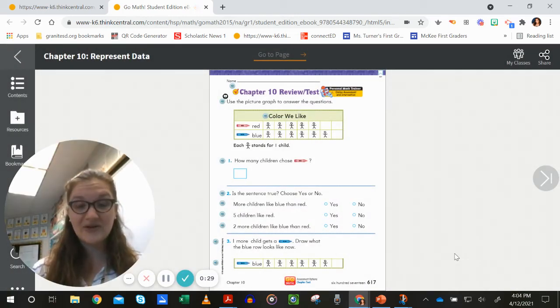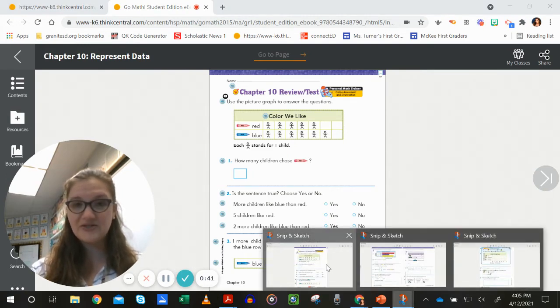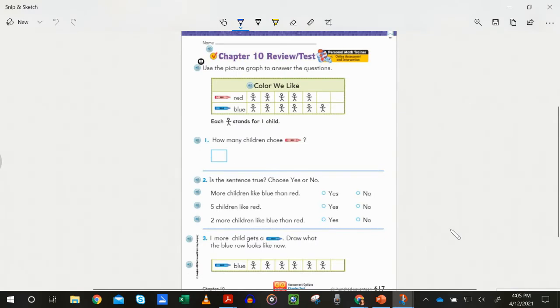So we are going to start on this page, page 617 from your book. And have your pencil ready. And as usual, I am going to read the questions to you, and then you will have a chance to answer them, and then we will go back and check our answers. So you will want a crayon out to check your answer as well. Okay, so pause if you need to go get anything, and let's begin.